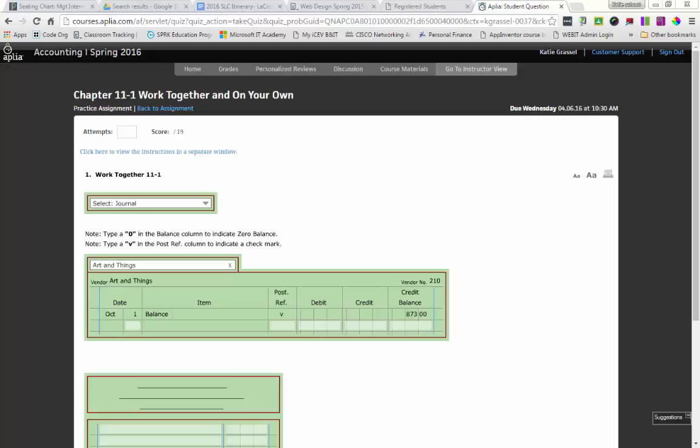Ledger. Take a look at Arts and Things. Date. Here, notice it says item, post reference, debit and credit, but this is where it changes. We only have one column for the balance. And take a look at your account title.